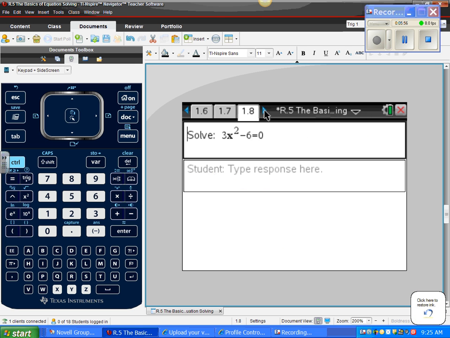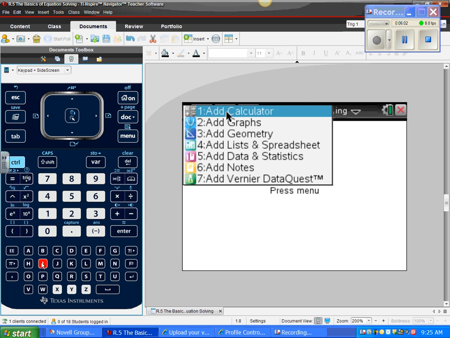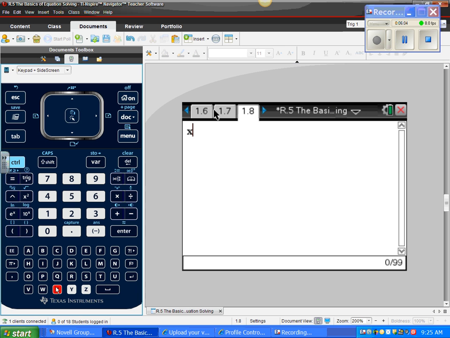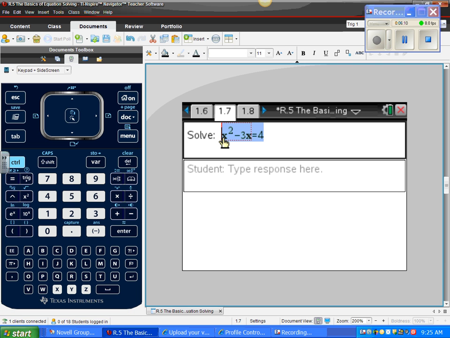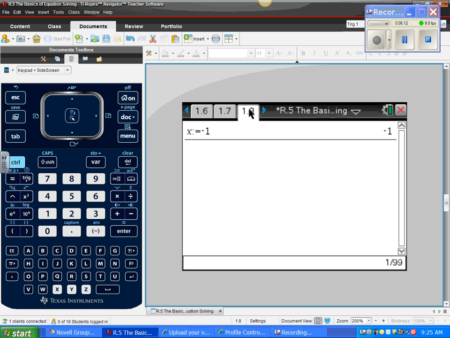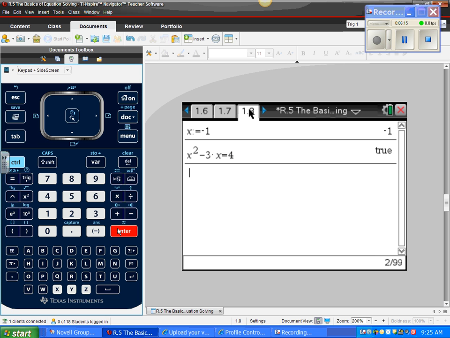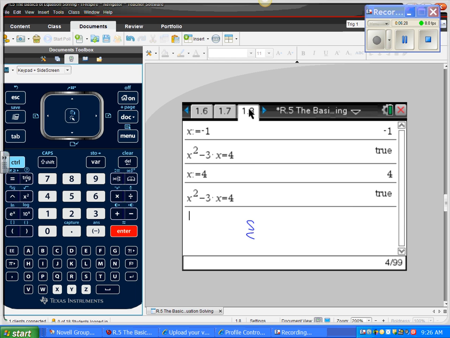Let's check those. I wonder if I have a calculator. Nope. Okay, so we're going to insert a calculator page. Control I, add calculator. So we're going to store -1, right? I'm going to go back and just grab this. So that works. And now store 4. And go back up and borrow this. And that works. So they're both true. Those are our solutions. And we should be writing our solutions as a solution set, -1 and 4. Okay?